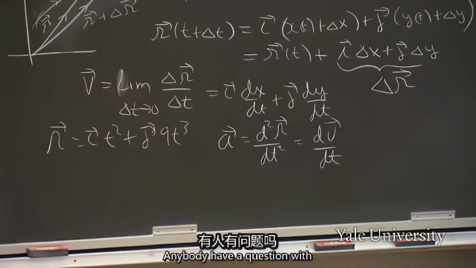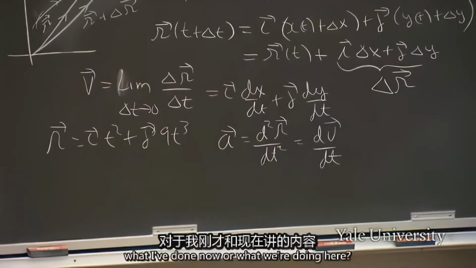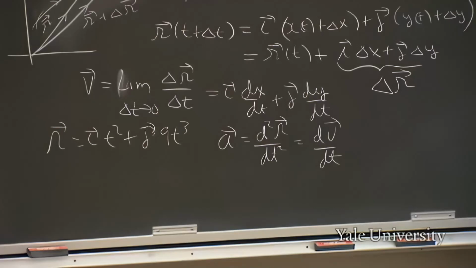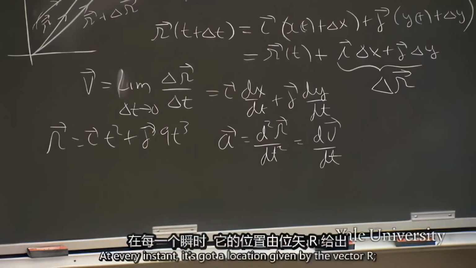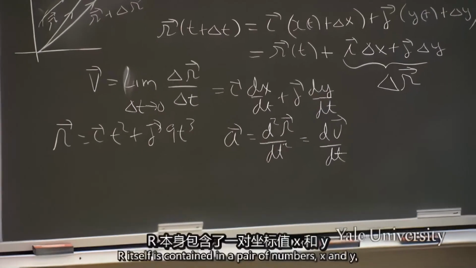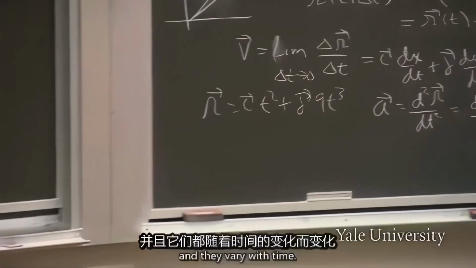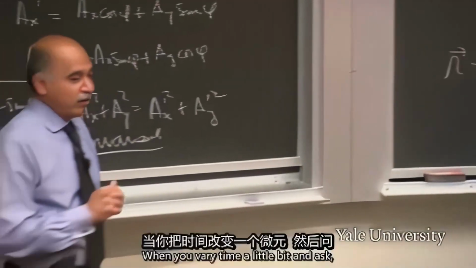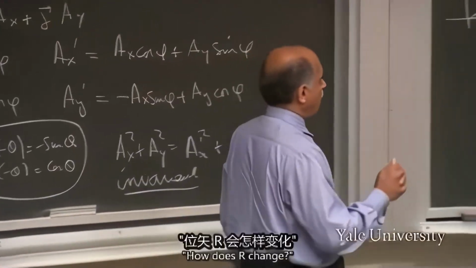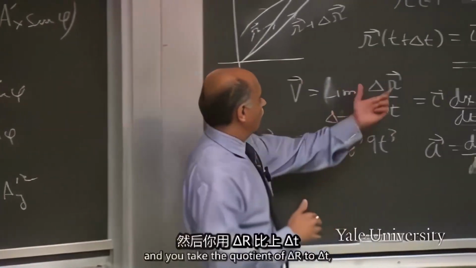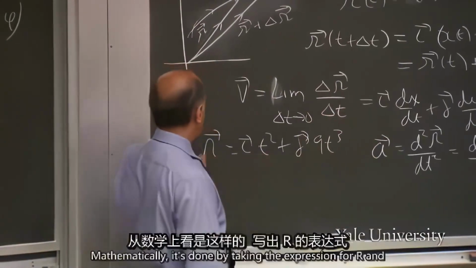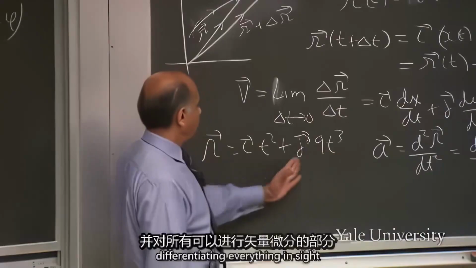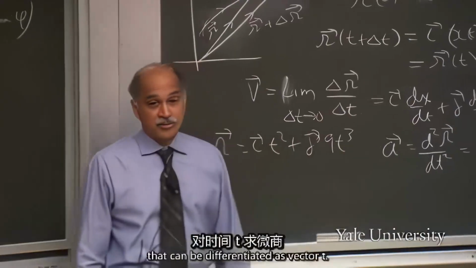Okay, anybody have a question with what I've done now or what we're doing here? Let me summarize what I'm saying. Particles moving in a plane. At every instant, it's got a location given by the vector r. r itself is contained in a pair of numbers, x and y, and they vary with time. So when you vary time a little bit and ask how does r change, and you take the quotient of delta r to delta t, you get the velocity vector. Mathematically, it's done by taking the expression for r and differentiating everything in sight that can be differentiated with respect to t.